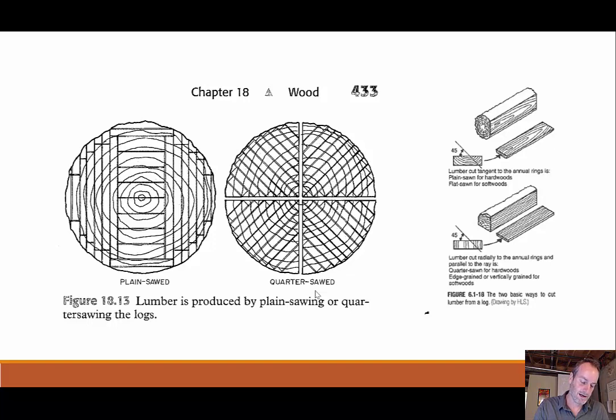For the plain sawn, I'd have all these individual rectangles, versus the quarter sawn, where my rectangles are going out radially in that direction. There are advantages and disadvantages of both, which we'll discuss in just a minute. But if you are trying to figure out which one you have and you are looking at the end of your lumber, that's what you would see for your end grain, right? If you see these concentric rings that are curved, then it is plain sawn, versus these parallel lines would be quarter sawn.